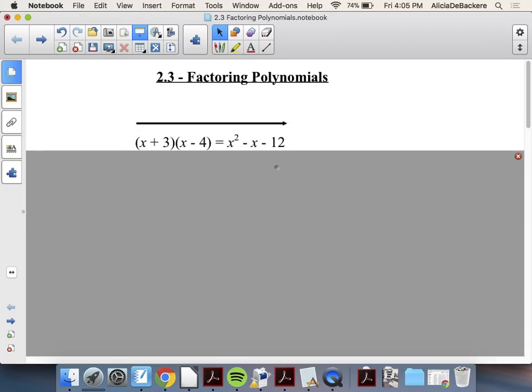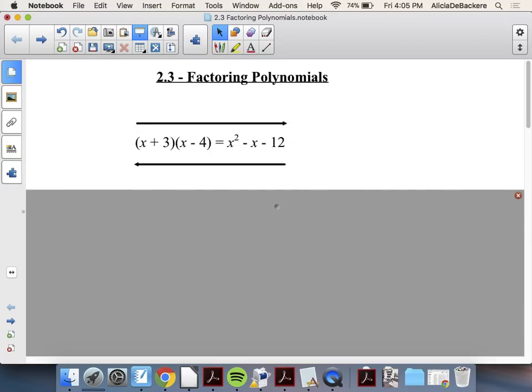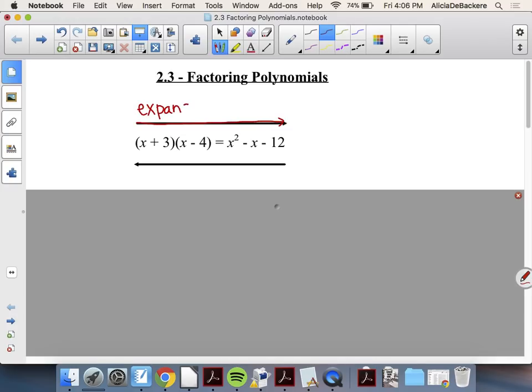So the first thing that I want to understand is the relationship between these two expressions. I've got x plus 3 times x minus 4 is equal to x squared minus x minus 12. Now, if you were to start on the left side, so if I were to give you the x plus 3 times x minus 4, and you were to change it to this side, if you were to move from the left to the right, that's what we call expanding. And the operation that we're using there, if we were thinking about arithmetic, is multiplication. So this is really just multiplying.